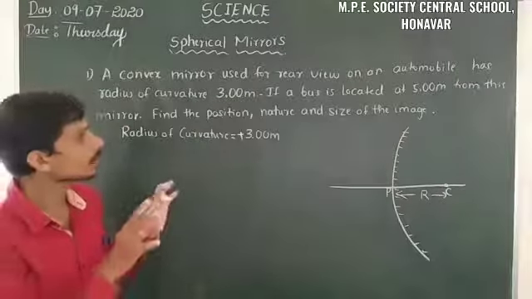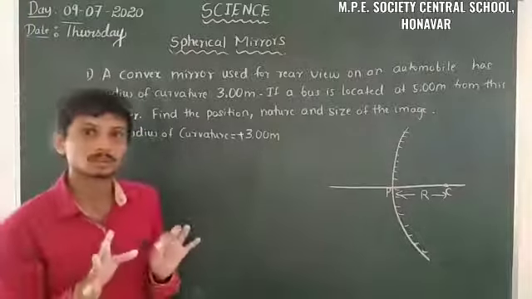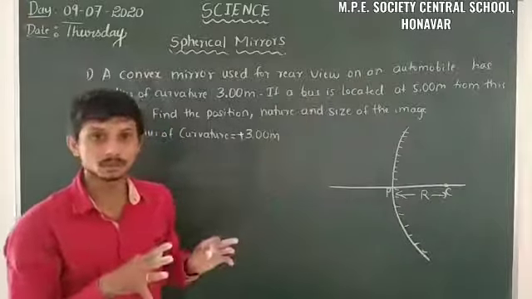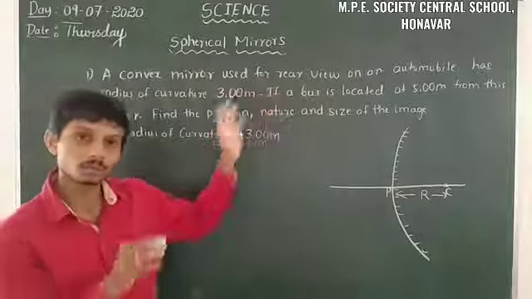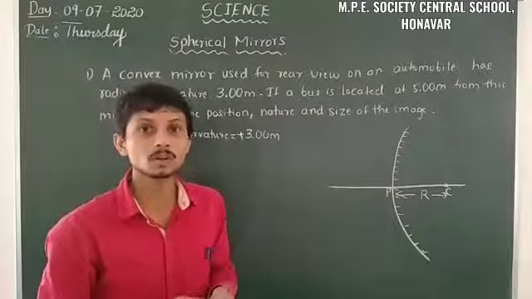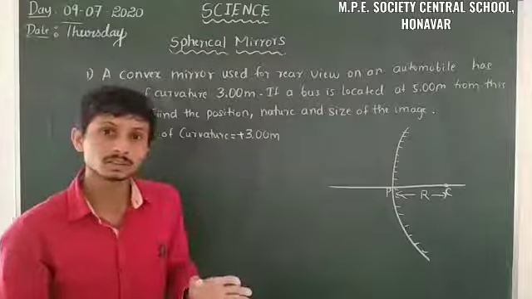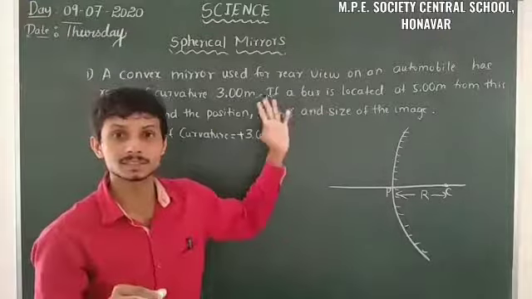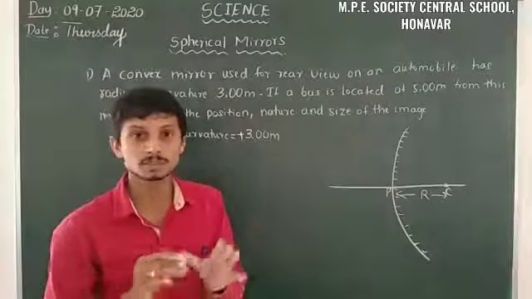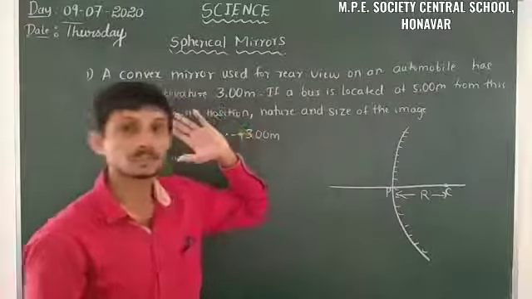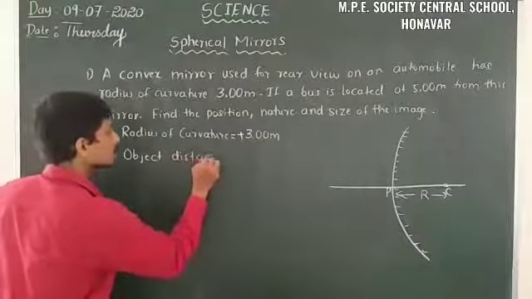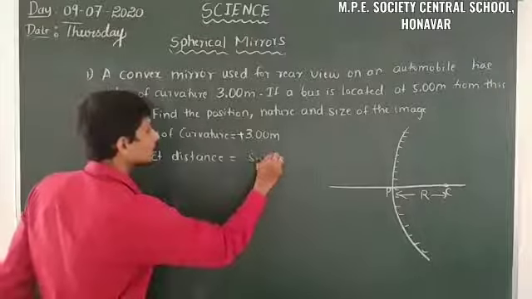If a bus is located 5 meter from the mirror, that means the bus is our object. We have a rear view mirror in an automobile. We don't know which vehicle it is, but in that mirror we have an object, that is the bus. It is located 5 meter from the mirror, so the object distance is equal to 5.00 meter.